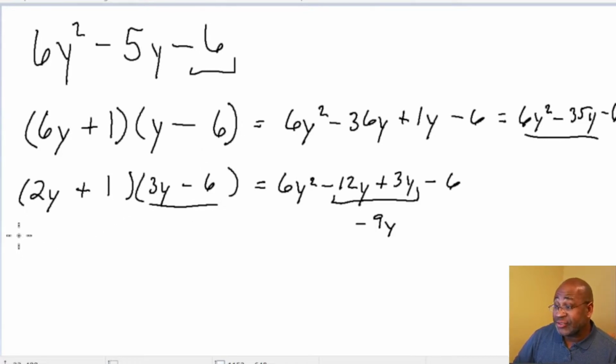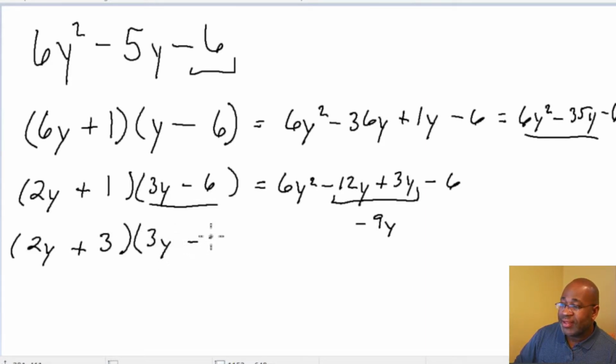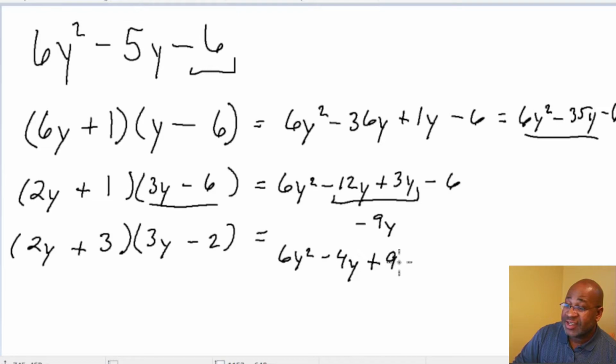Let's try something else. So I'm going to stick with the 2 and the 3 for the y's, but now I'm going to try 2y plus 3 and 3y minus 2. So I'll go 3 and 2 with the last terms. All right, so now if we FOIL this out, let's see what we get. We get 6y squared, the outer term, minus 4y, the inner terms, plus 9y, the last term, minus 6. So now here, oh, we're close.